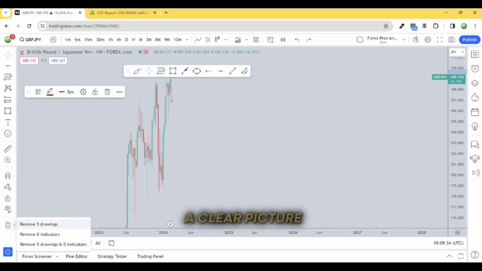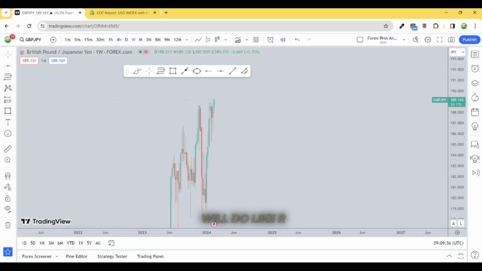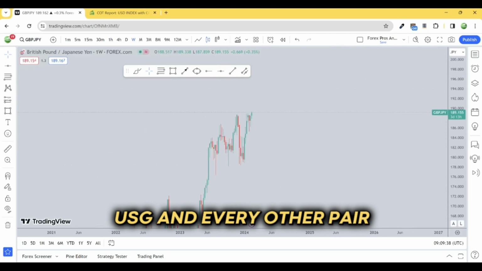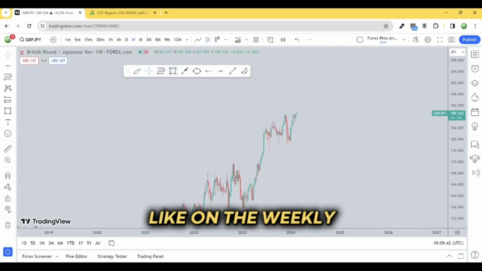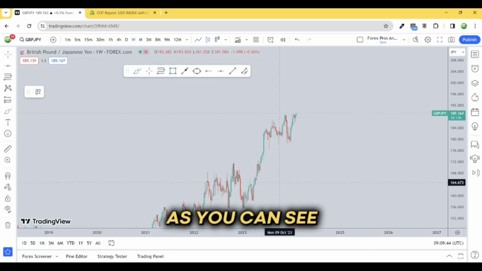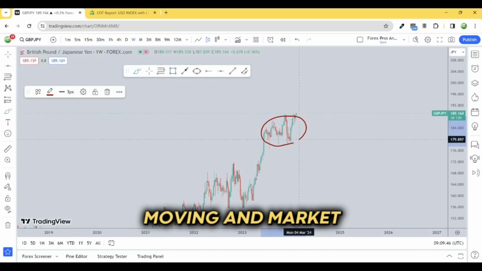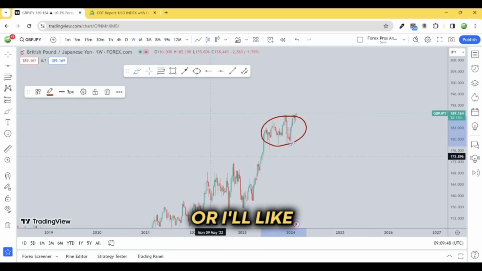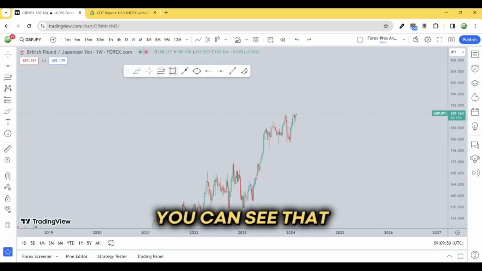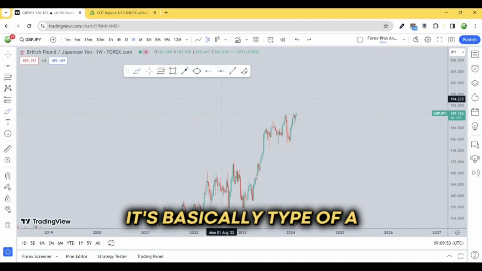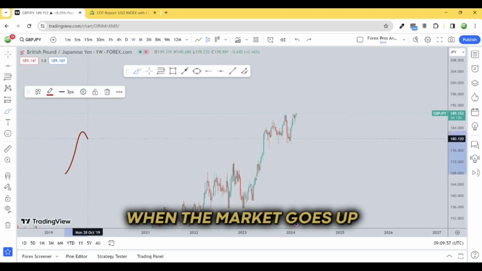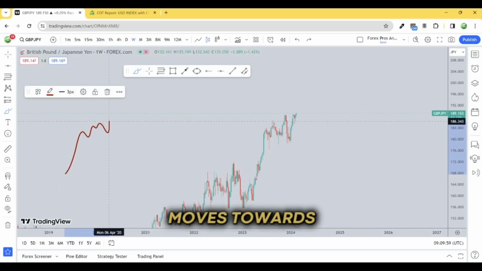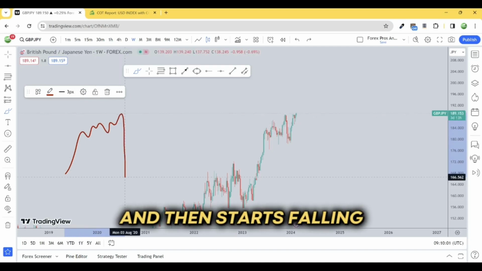This is one of the possibilities on GBPJPY. It does not have a clear picture of what the market will do, like AUDUSD and every other pair. But one thing you need to consider is that, on the weekly time frame, as you can see, when the market makes such a move overall, when the market goes up, it makes small moves towards the upside and then starts falling.